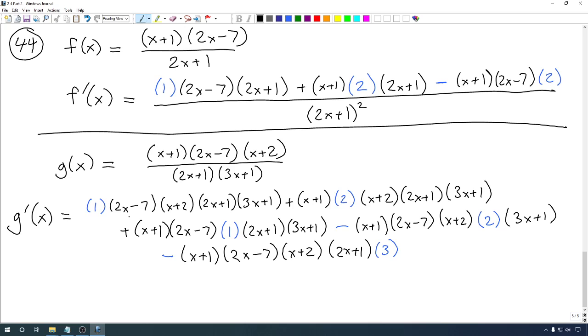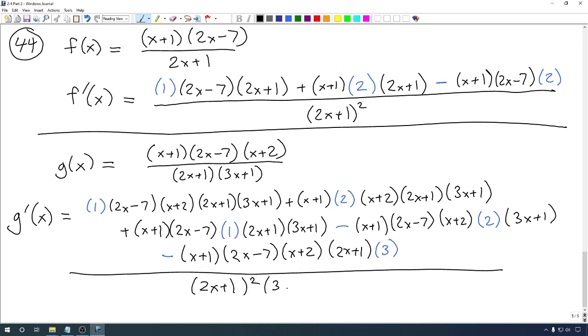But of course, remember, we are dealing with a quotient here. So all of these 5 terms are over what we have on the bottom squared. When I square the bottom, I can just square each of these factors separately. So 2x plus 1 squared times 3x plus 1 squared. Just don't expect me to expand out that numerator. That would take quite a long time.